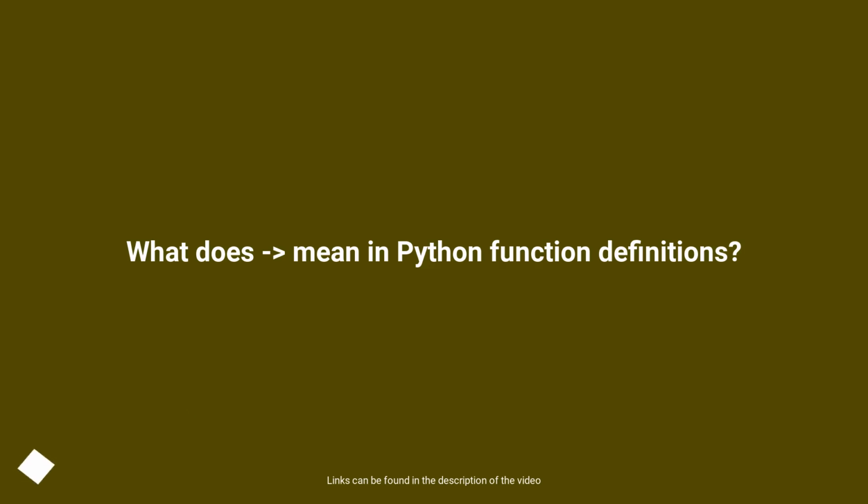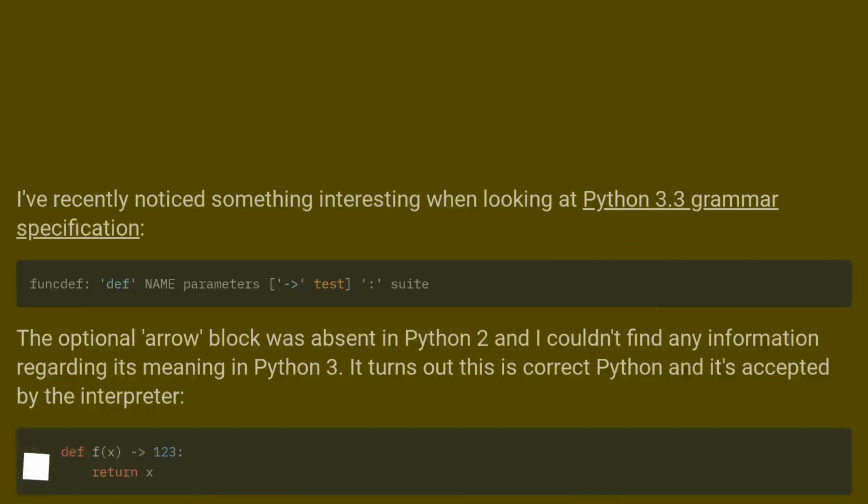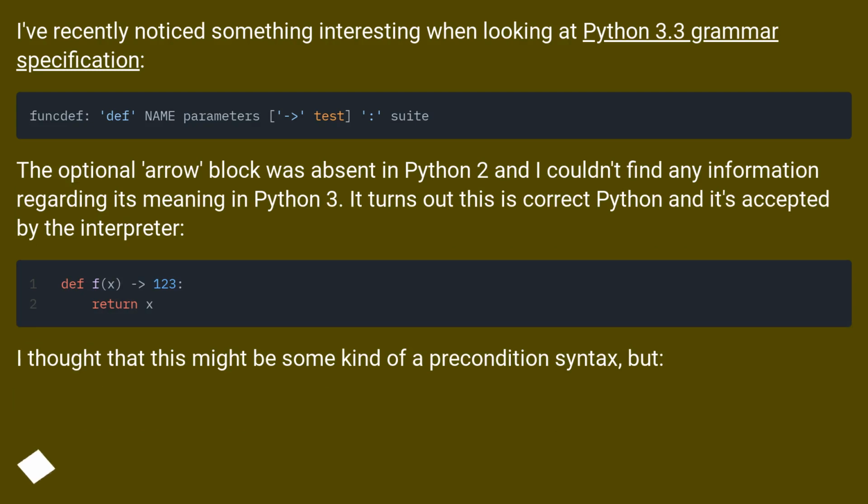What does -> mean in Python function definitions? I've recently noticed something interesting when looking at the Python 3.3 grammar specification. The optional arrow block was absent in Python 2, and I couldn't find any information regarding its meaning in Python 3. It turns out this is correct Python and it's accepted by the interpreter.